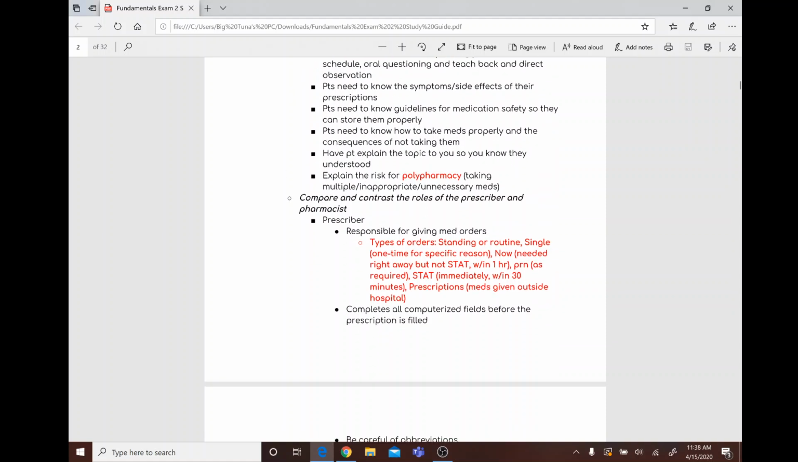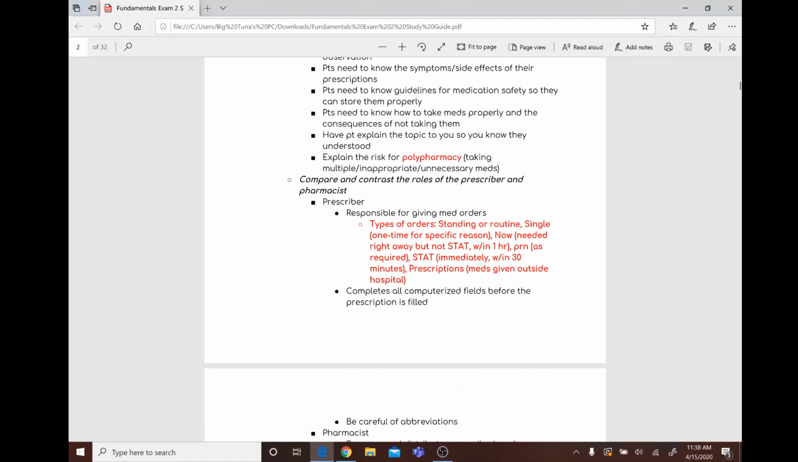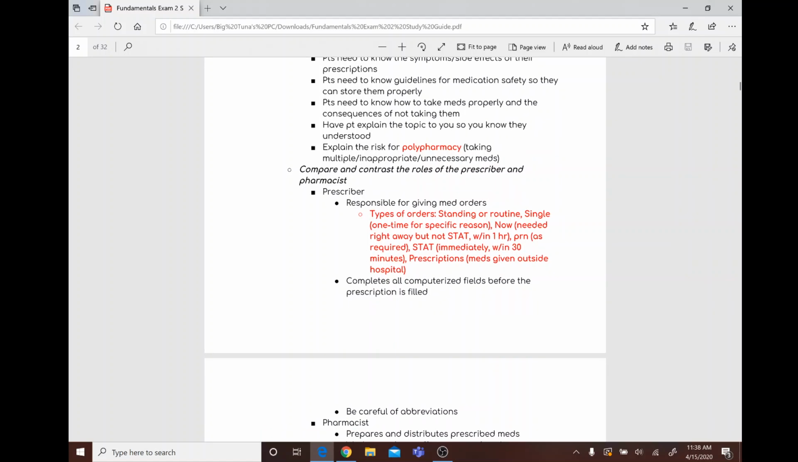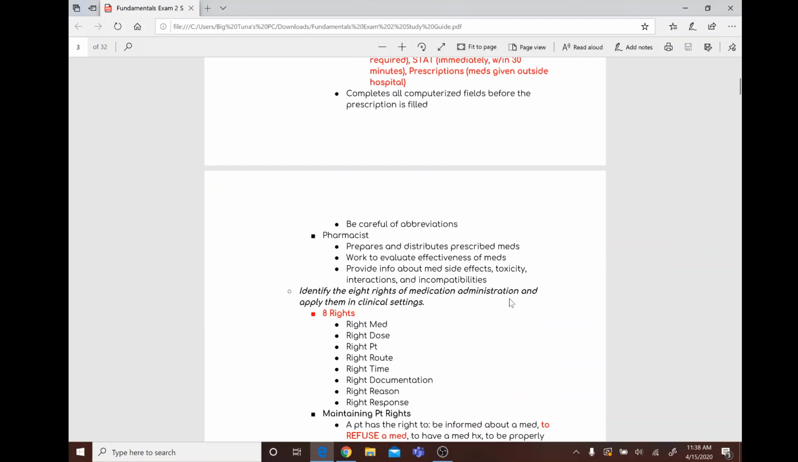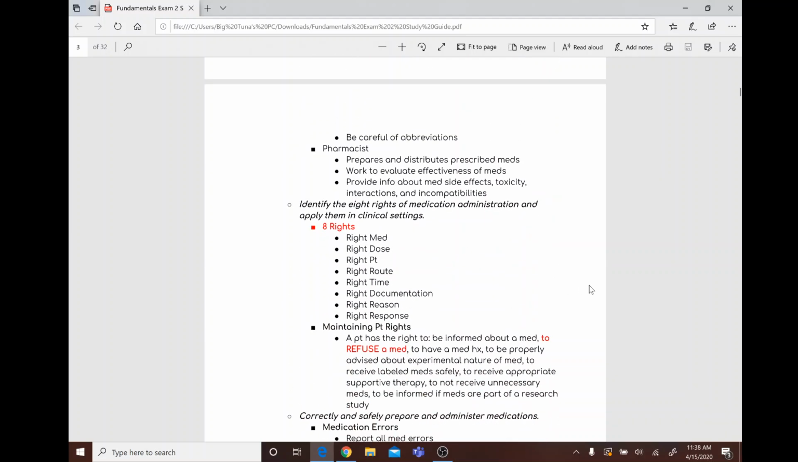Okay. Talk about types of orders. We got standing or routine orders. You got single orders, which is one time for specific reason. Now, which is required, needed right away, but not stat, so like within 1 hour. We got PRN, which is as required. Stat is immediately, within 30 minutes. Stuff like that.